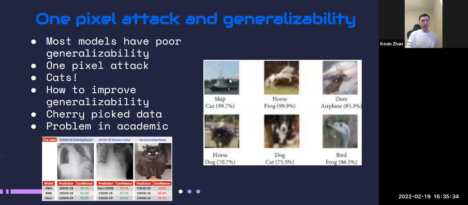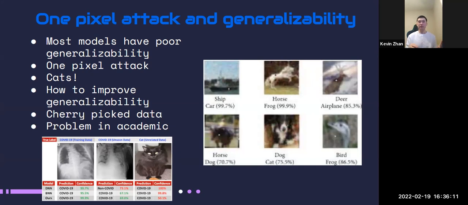Okay. So next we'll look at the one pixel attack and generalizability. I know I talked a lot about how machine learning is really cool and it can be used for medical imaging, diagnosis and prediction and segmentation, and it's quite powerful. But it's important to know that there are still quite a few problems with machine learning in medical imaging, and it's best not to jump into it blindly. And here's one of the major problems.